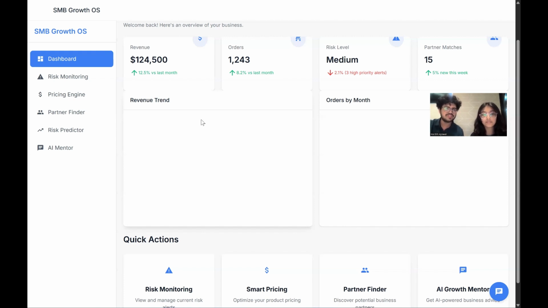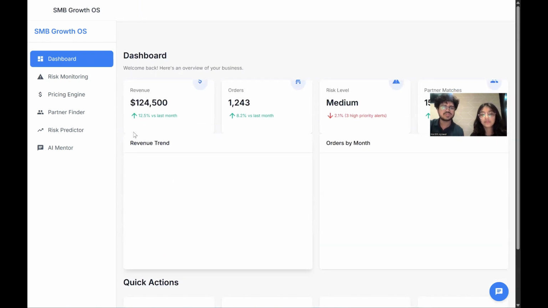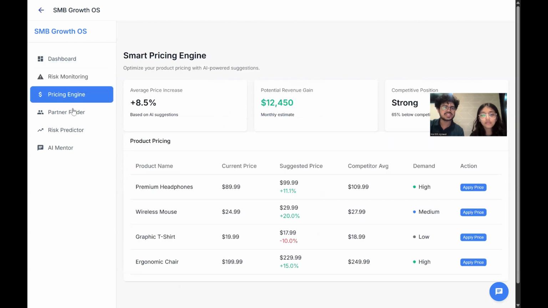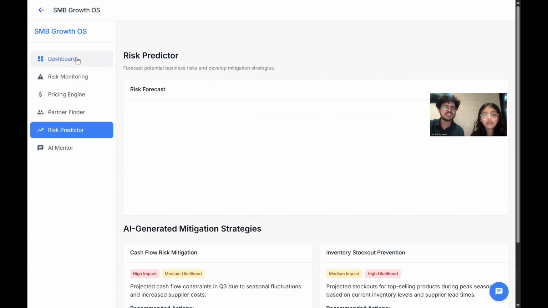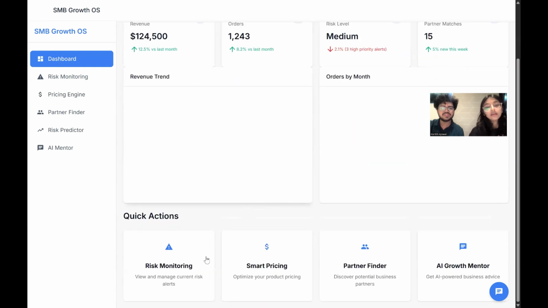So this is the interface we have developed right now, just for prototype purposes. We have five basic parameters. The first one is the dashboard, which will be visible to the client, basically the customer or the seller of the product. The second is risk monitoring. The third is the pricing engine, then the partner finder and the risk predictor. Basically, the dashboard has all the information about all the sections, and for the detailed view, you can quickly go to the section you need.